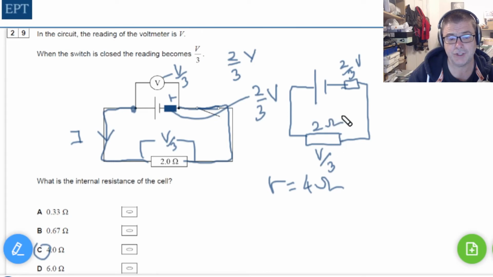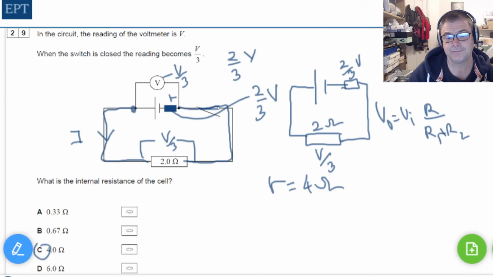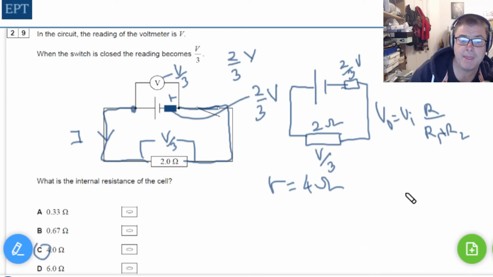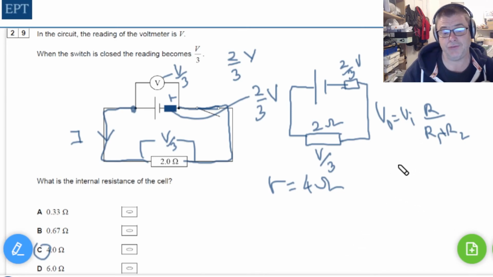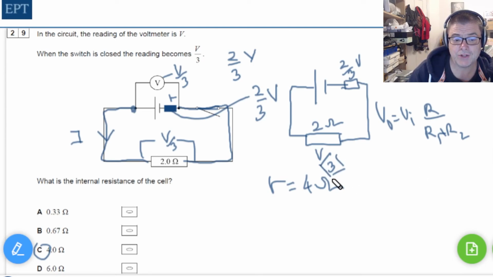Another way to think about this sharing out is to consider using the potential divider formula. So V out equals V in multiplied by the resistor you're measuring across over the total resistance. I'll leave you to work out how to use that. And yet another way is just to realise that because we've got fractions with a 3 underneath them, in other words we've divided the voltage up into 3 slots, we have to have the same 3 units, as it were, of resistance. So one is 2 and the second resistance is 4 ohms, i.e. 3 lots of 2.